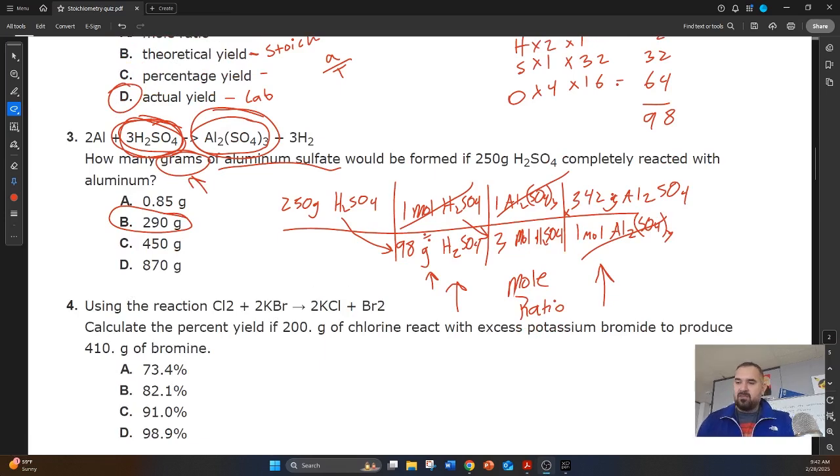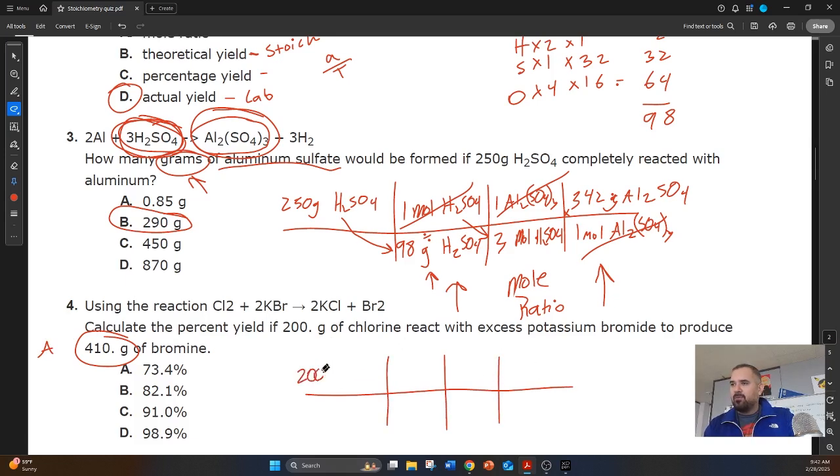All right, a lot of you got this one right, that's good. So calculate the percent yield when 200 grams of chlorine reacts with excess potassium bromide to produce 410 grams of bromine. So here is our actual yield, and here's our given information. So again, this is a 3-step problem, so let's set up for it.